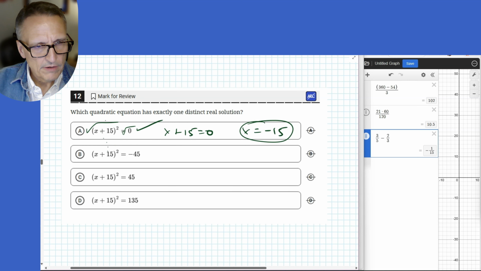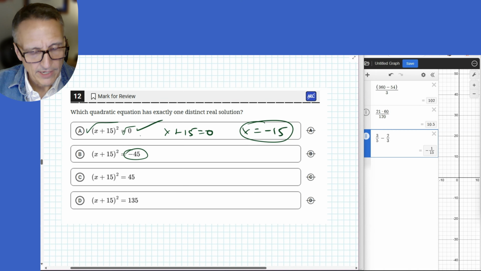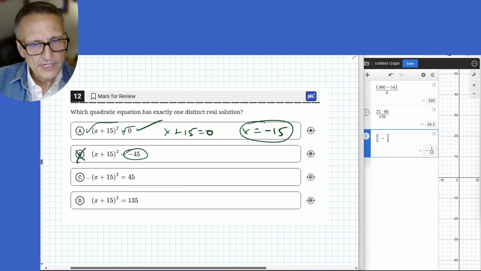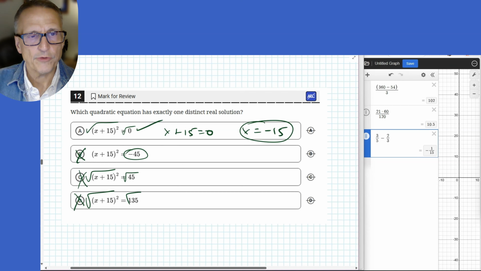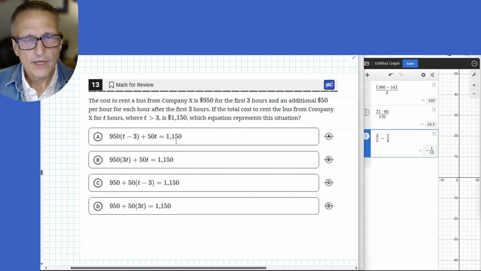Now, answer B, I'm going to get actually no real solutions because when I square root both sides, I will get an imaginary or complex number. Therefore, this one can't be the answer because there are no solutions. And then these two are going to not be the answer either because when you do square root 45 and 135, when you square root both sides, you will get two answers because this will be plus or minus the square root of 45.